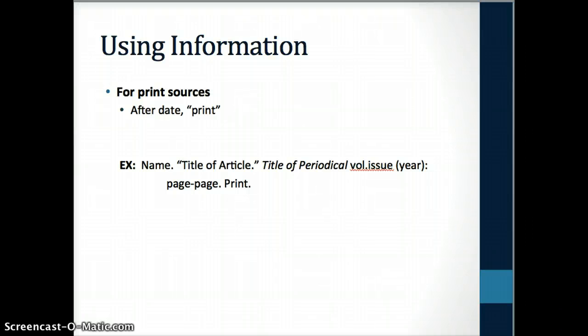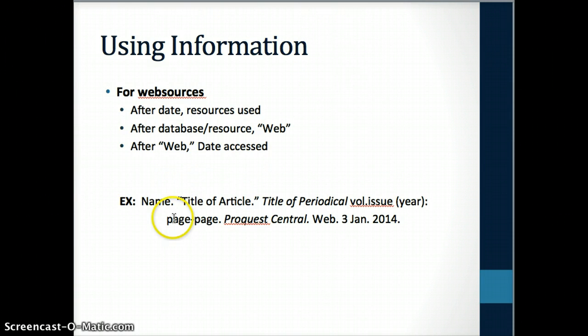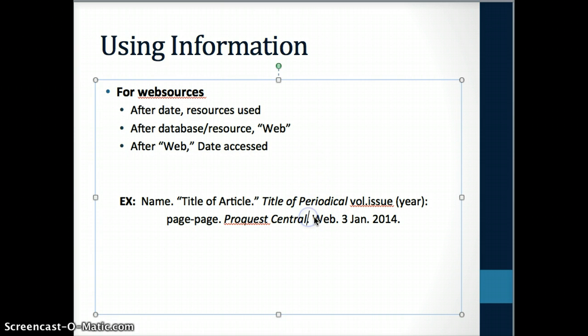Now, the thing that happened in 2010 when MLA changed is that they said, let's get rid of all of these URLs that are cluttering up the page, and let's just make it really specific about whether this is a print source or a web source. So if you're using print sources, after the date and the page range, you need the word print. If you're using web sources, you're going to need to use the word web.